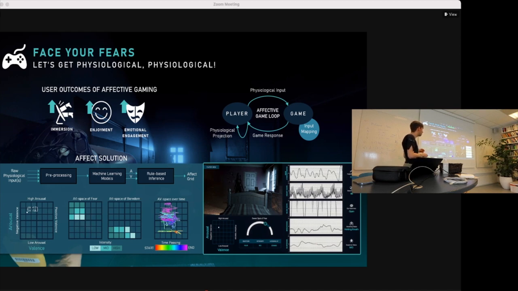And right here we have it. This is a screenshot from the demo we built when we were applying for the funding from the Innovation Fund. We built a single player experience just showcasing that we could tailor the experience based on measuring on the affect grid and having these inferences about emotion and intensity.